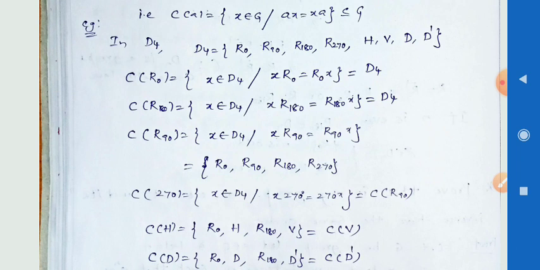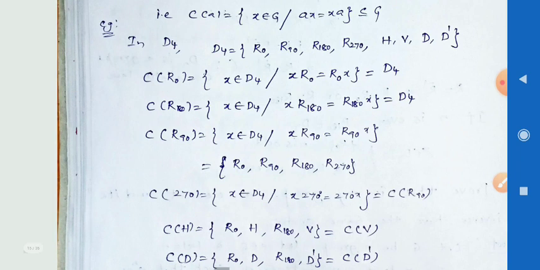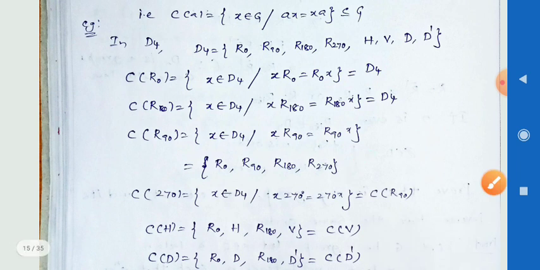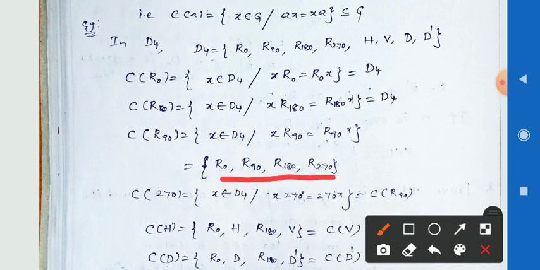Then these values are included in the C of R90. Then another one, if we take R270, the values x belong to D4 such that x into R270 is equal to R270 into x. Then we get similar values. Here in C of R270 the values are rotation 0, rotation 90, rotation 180, rotation 270.